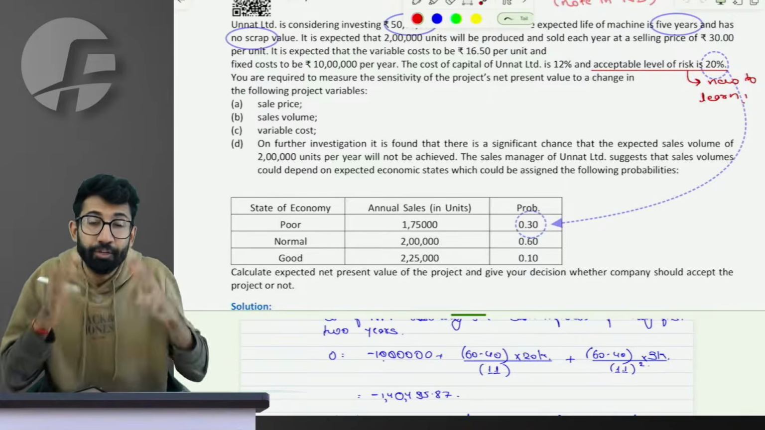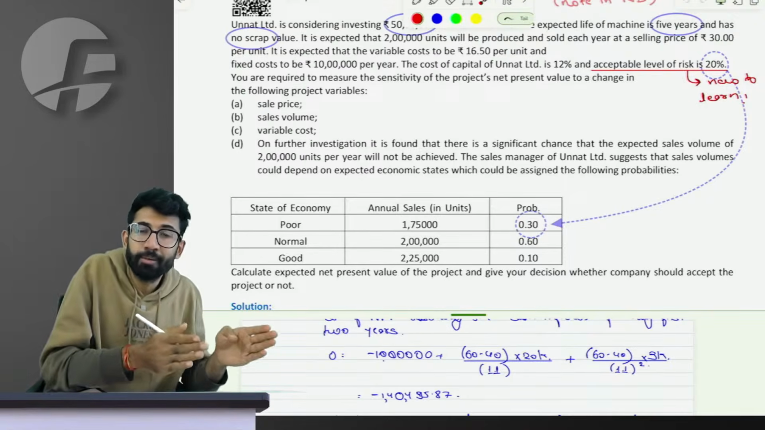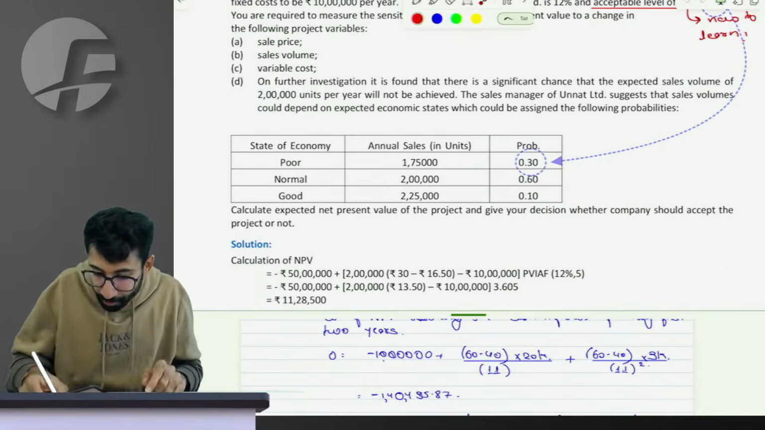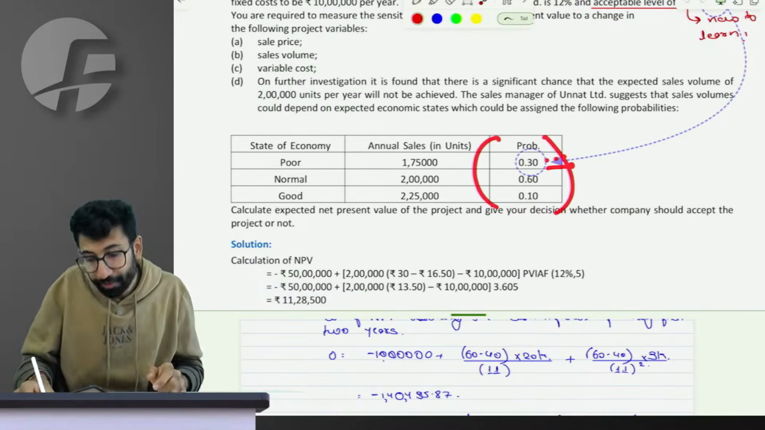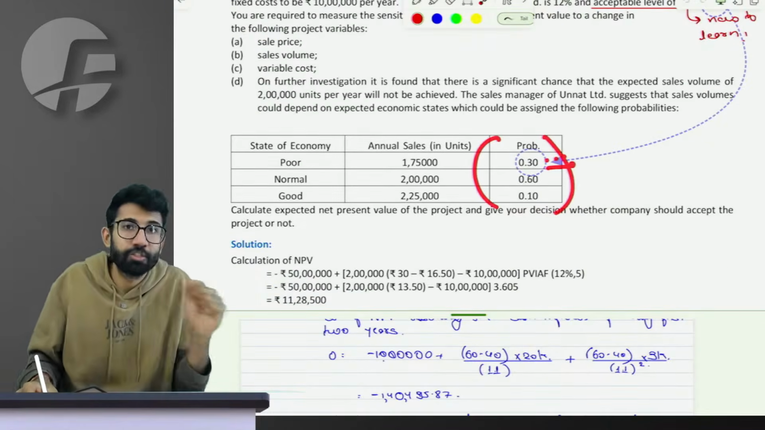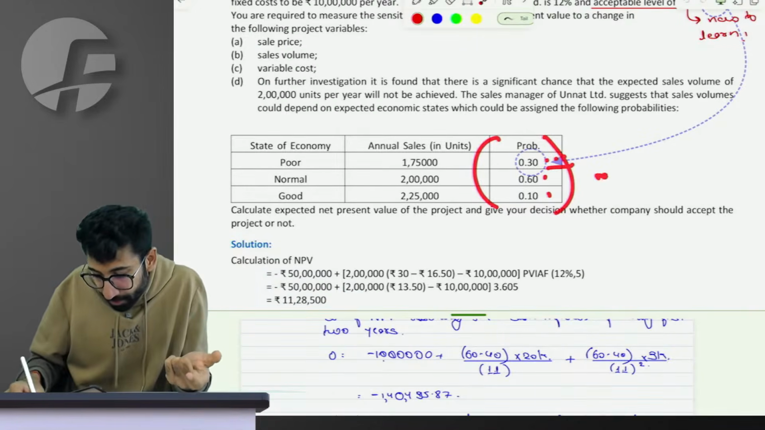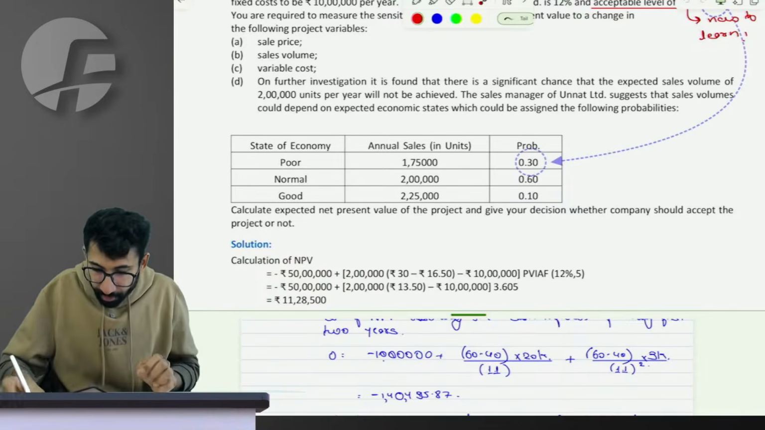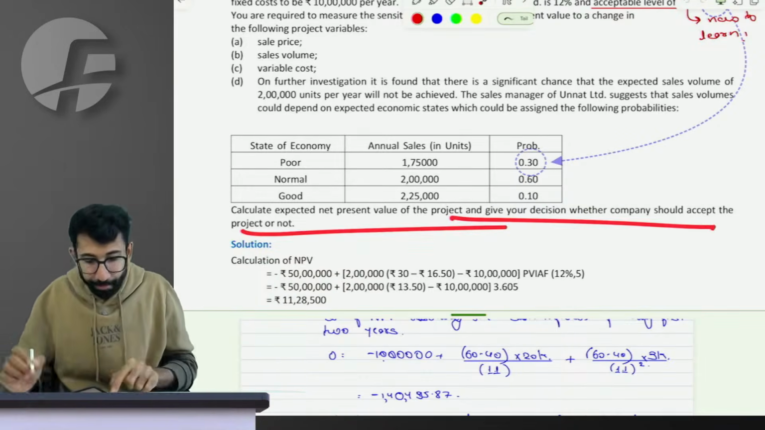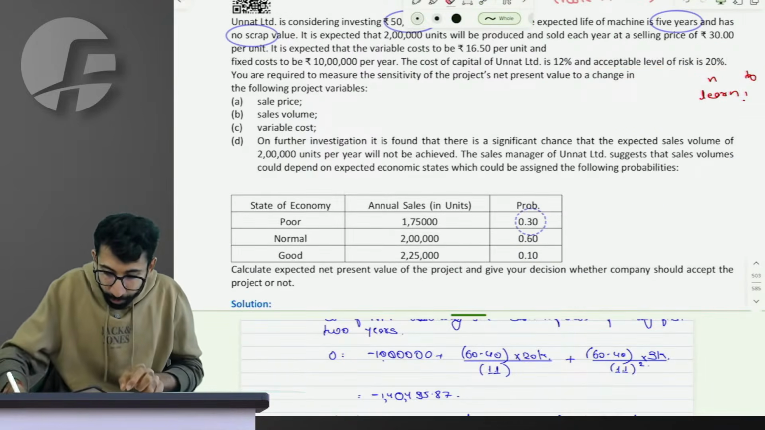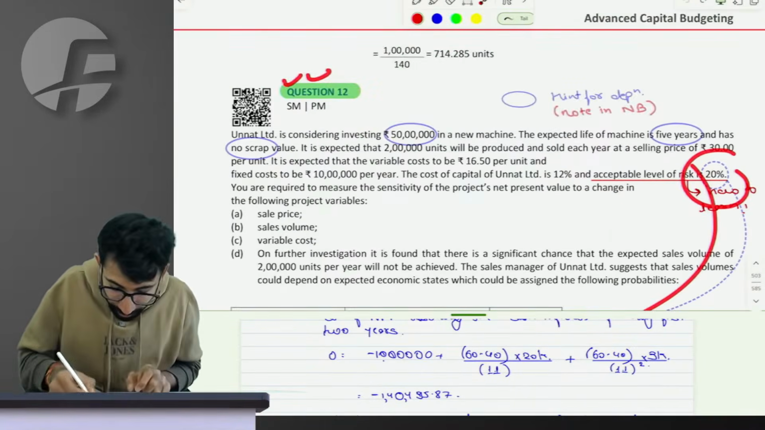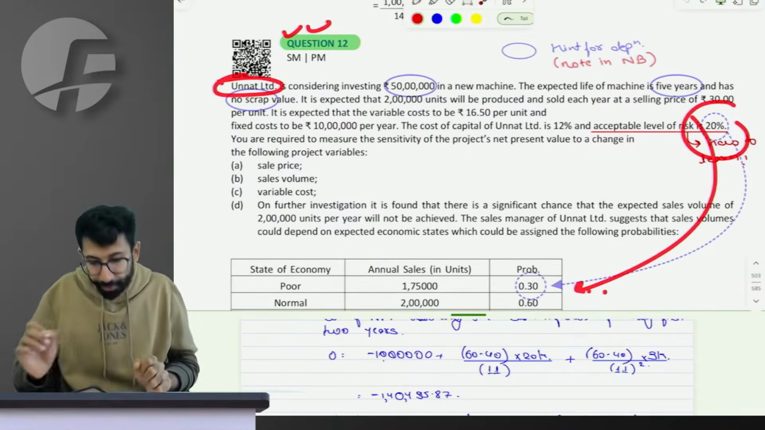We are ready to have a 20% chance that the NPV is negative, but an 80% chance should be there that the NPV is positive. But practically, when we went to the market, we realized that there is a 30% chance of negative NPV and only 70% chance of positive NPV, which is why we say the project should not be accepted. This was the only point of learning in this particular question. Rest all is easy. Question number 12 on Unnat Limited I wanted to tell you.